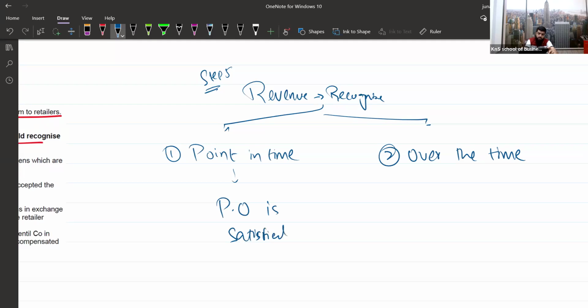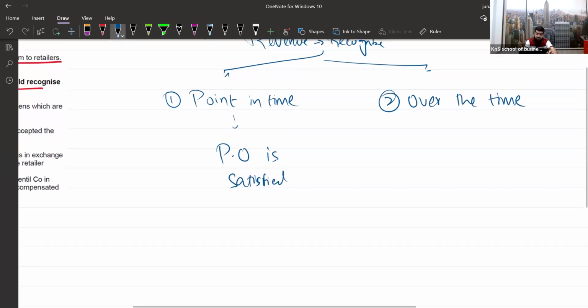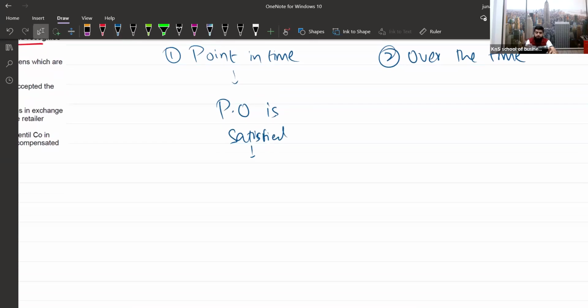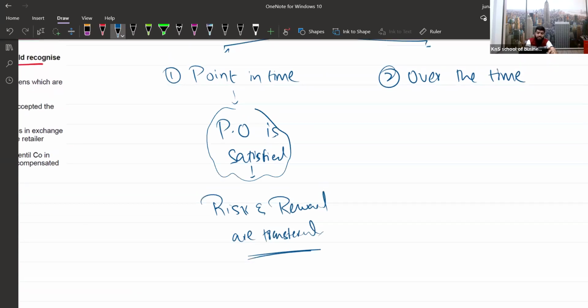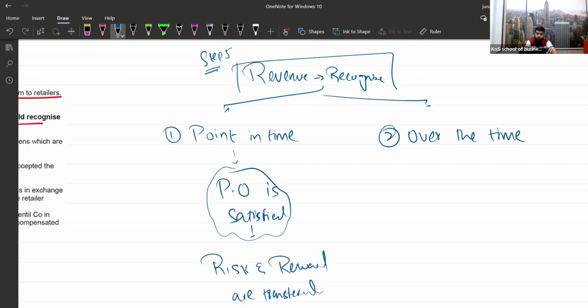When the performance obligation is satisfied. Now, what does it mean? Let me make it more simple and clear to you: it means that the risk and rewards are transferred. As simple as that. If the risk and rewards are transferred, it means the performance obligation is satisfied. If it is satisfied at a point in time, then the revenue will be recognized.